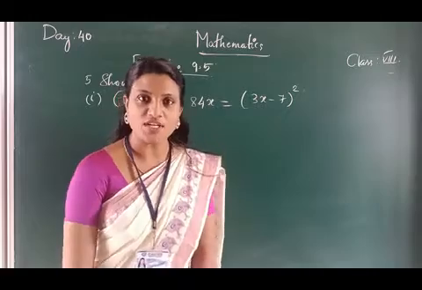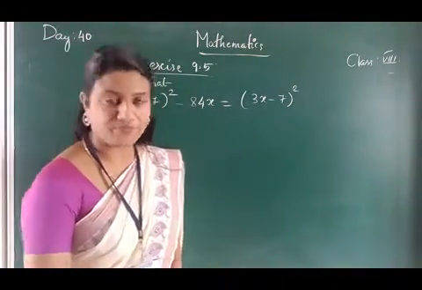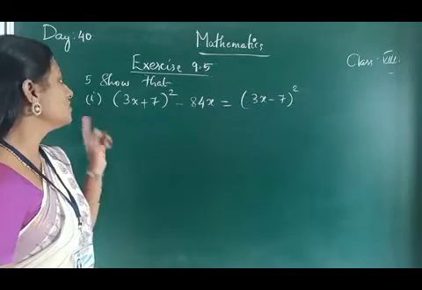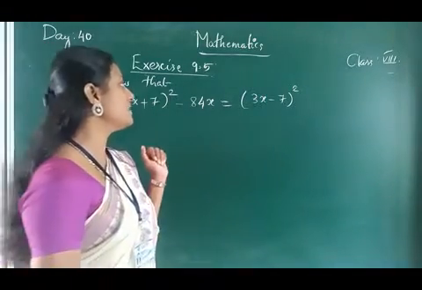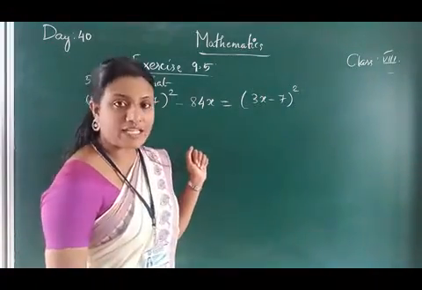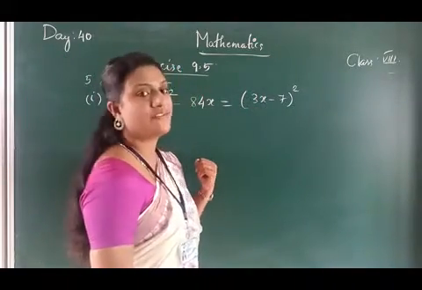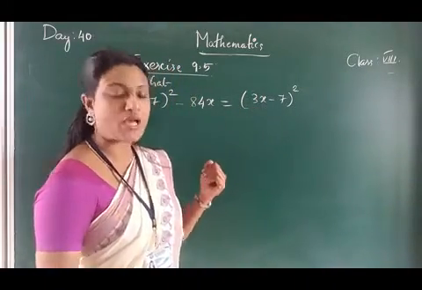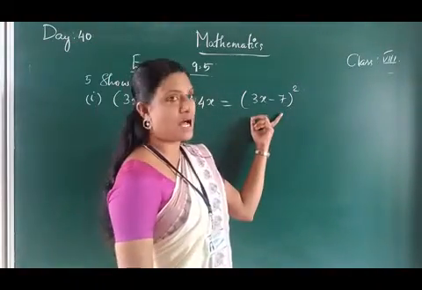Today we are going to learn exercise 9.5, question number 5. That is, show that the first question: (3x plus 7) the whole square minus 84x is equal to (3x minus 7) the whole square. That means you have to show that this LHS is equal to RHS.